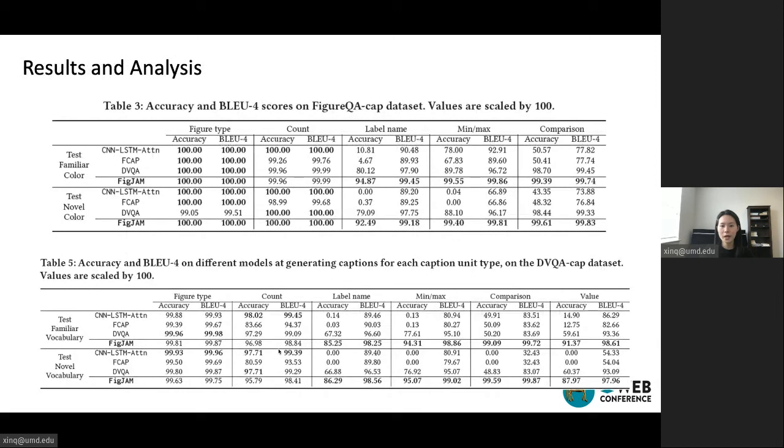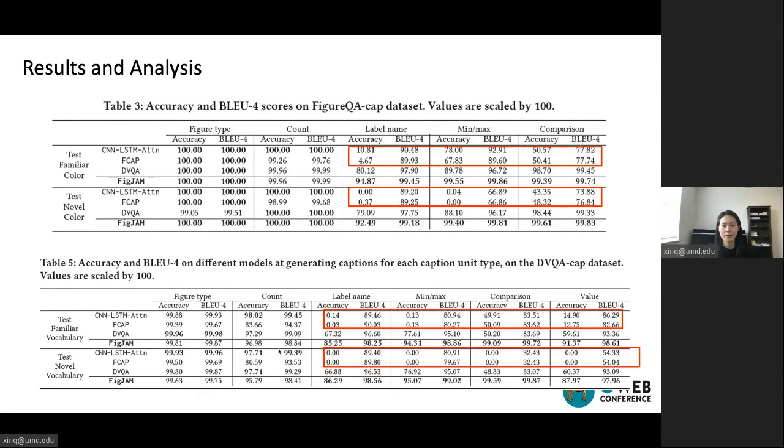Overall, our FigJam model outperforms the competitive baselines, achieving high absolute scores. Despite the high values, our primary motivation is to present results of typing different caption units and demonstrate the technical bottleneck. In our supplementary repository, we also report overall accuracy that aggregates different types of caption units at the figure level. The group of models that use a static dictionary, CNN LSTM attention and FCAP, perform consistently poorly for non-trivial caption types: label name, min-max, comparison, and value.